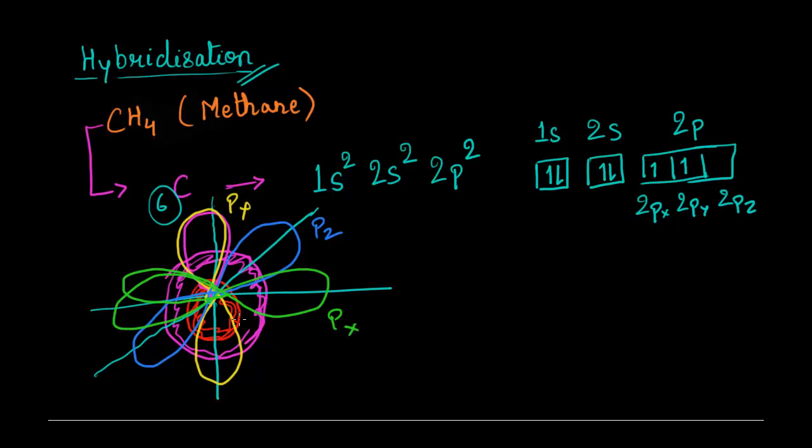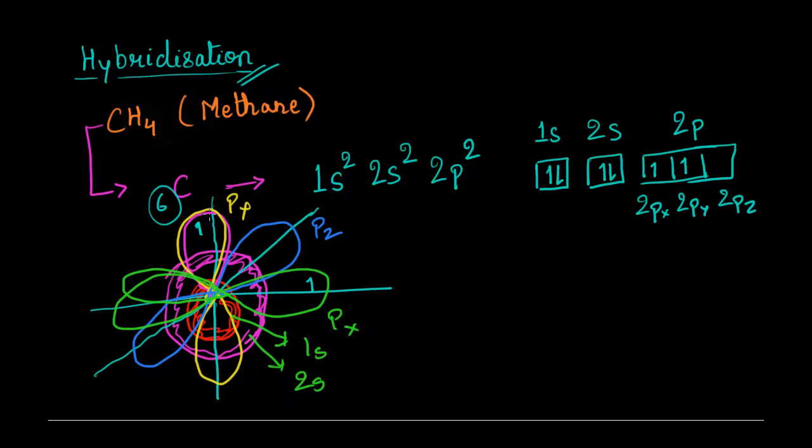We know that there are 2 electrons in the 1s orbital, 2 electrons in the 2s orbital and 2 electrons in the p orbitals. Let's assume that one of the electrons is in px, and let me draw the electron like this. One electron is in px and the other one is in py. So there are a total of 6 electrons. This is how a single carbon atom looks in 3D space, if we have to imagine it like this.